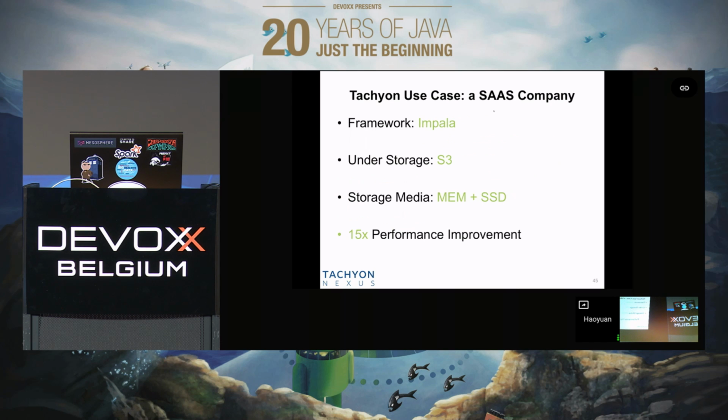Then there's another use case. This is a SaaS company. They are using Impala on top of Tachyon, and under Tachyon they use S3 as persistent storage. They use Tachyon to manage both memory and SSD, and they got a 15 times performance improvement. So that's the second use case.